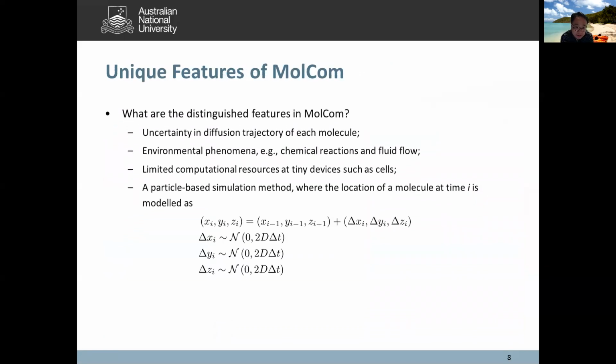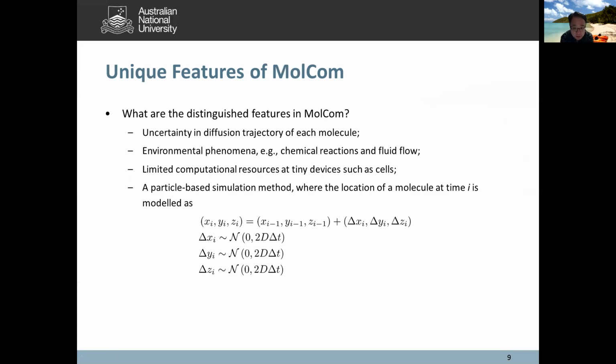Based on the differences, we can see that molecular communication has some unique features. For example, we've mentioned that the molecules propagate according to free diffusion. And in this case, there is an uncertainty in the diffusion trajectory of each molecule. At the same time, for the environment where the molecular communication happens, we have to consider environmental phenomena, for example, chemical reactions and fluid flow in the environment, such that the modeling of the molecule propagation has to be practical and can guide the use and design of molecular communication systems in practice.